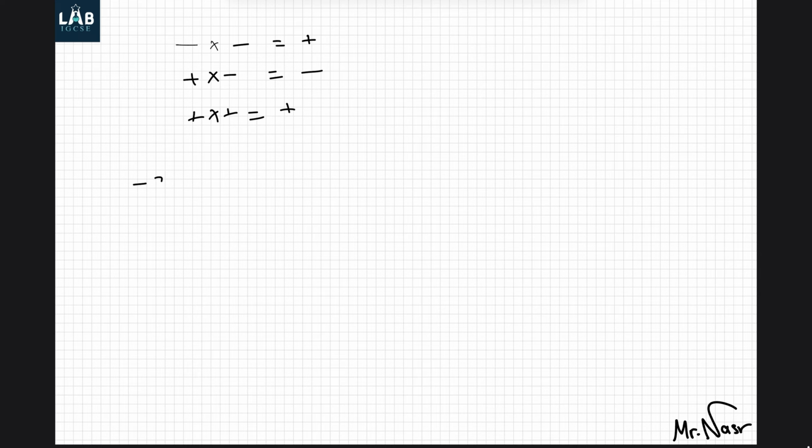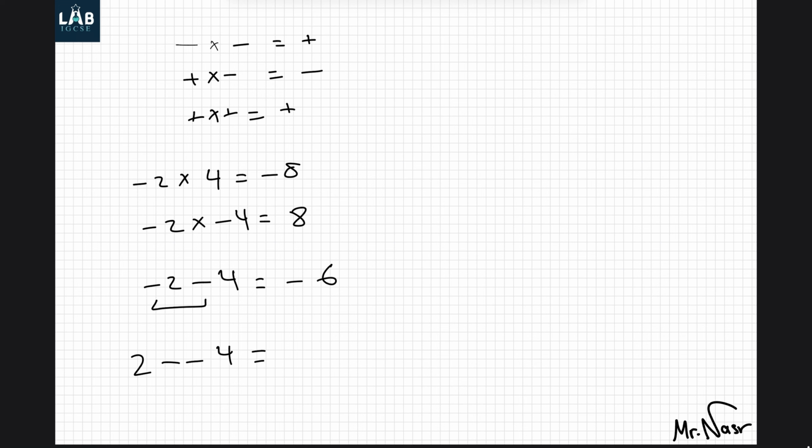For example, when we have minus 2 times 4, it's going to be obviously minus 8. But minus 2 times minus 4, since there is multiplication, it is going to be 8 because minus times minus is plus. But when we have minus 2 minus 4, here we're going to add, but we're going to put the negative sign, so minus 6. And when we have 2 minus minus 4, since the two signs are beside each other and there is nothing between them, actually there is, it's multiplication. So minus times minus is going to become plus. So 2 plus 4 is simply 6. So you need to know the difference here, guys.